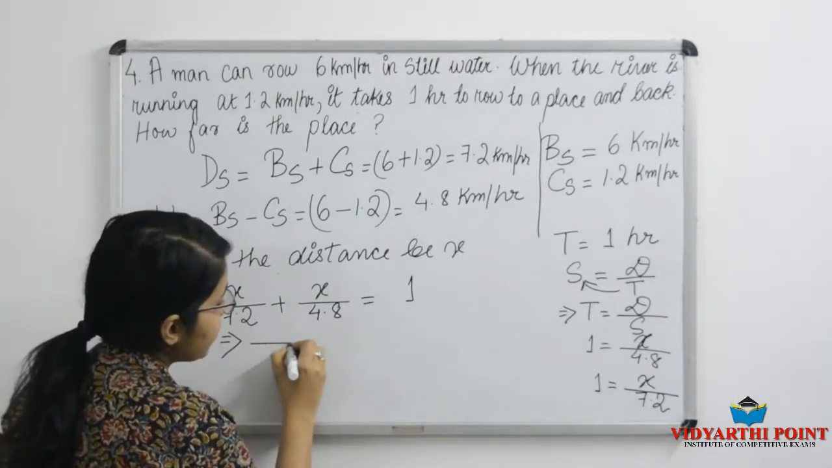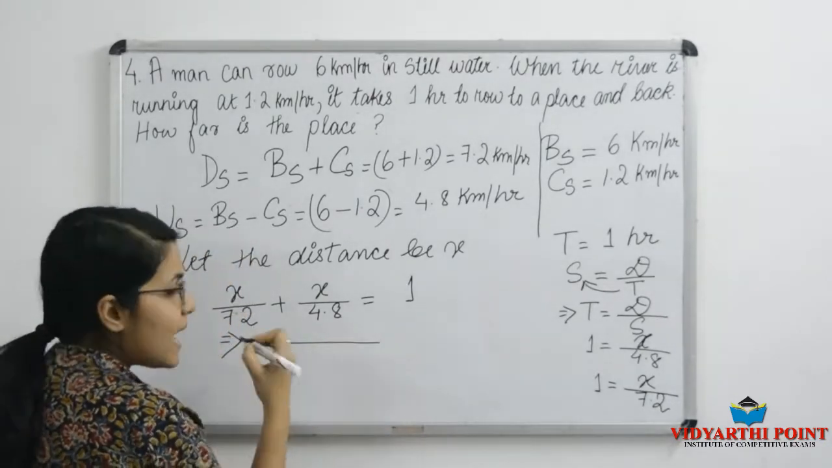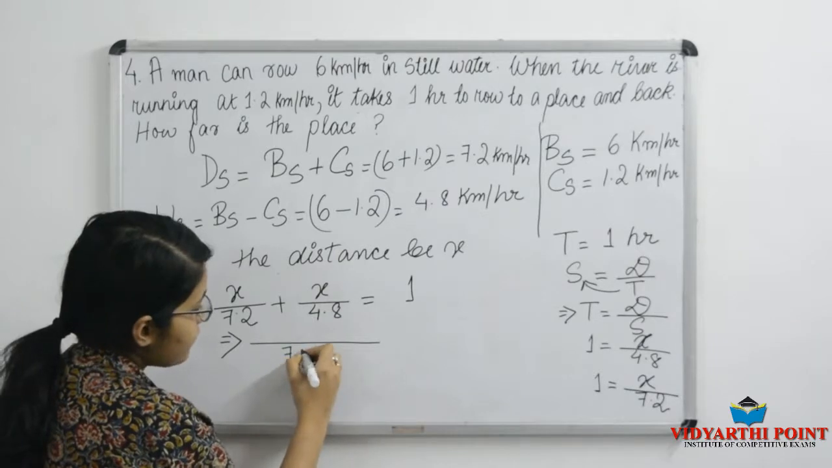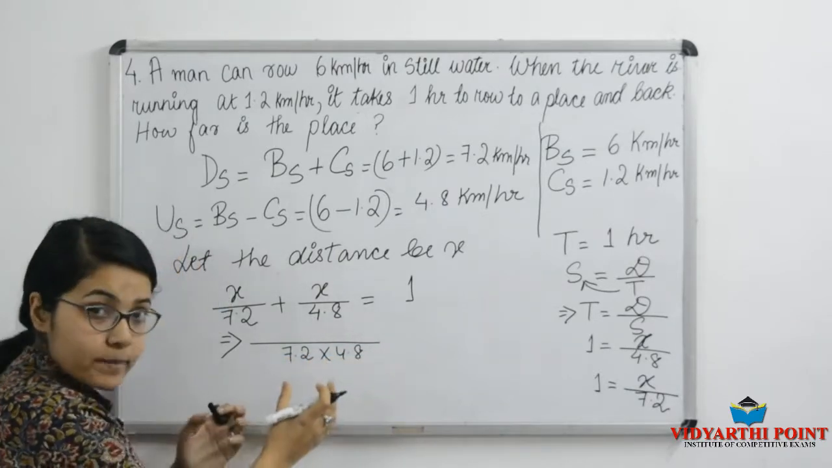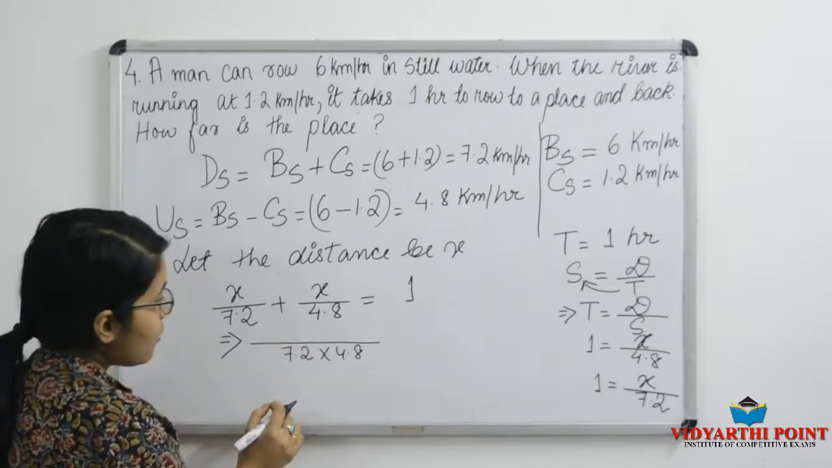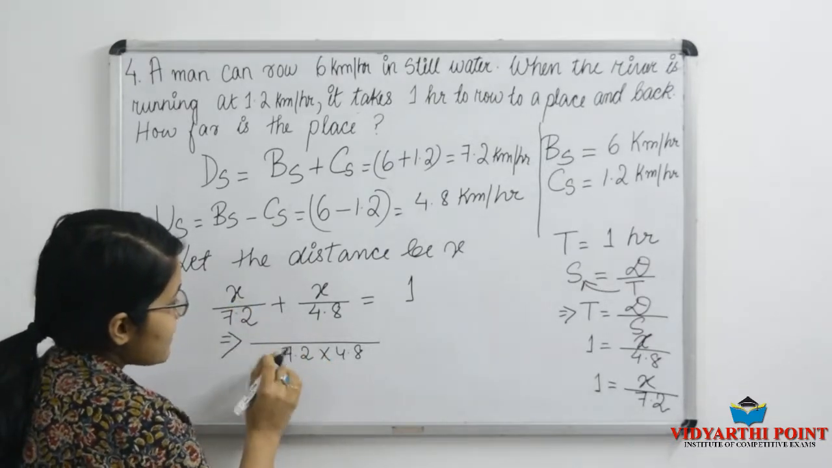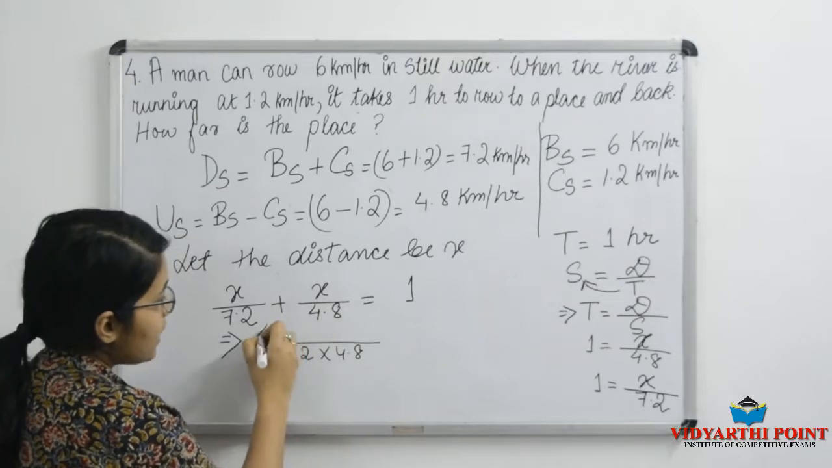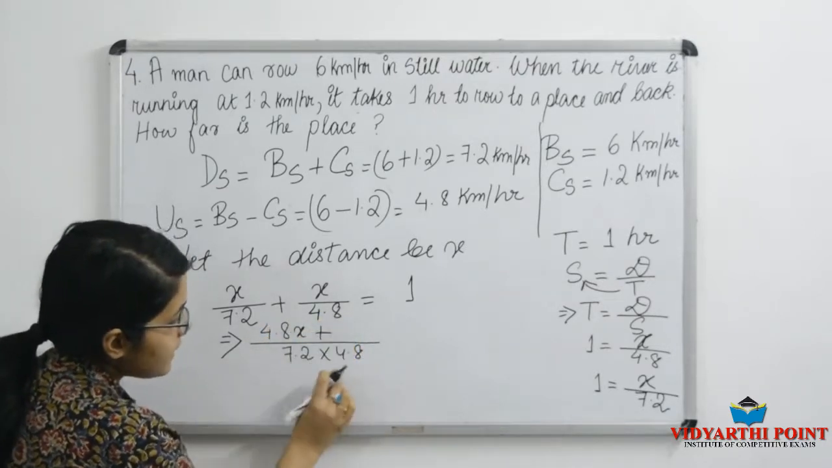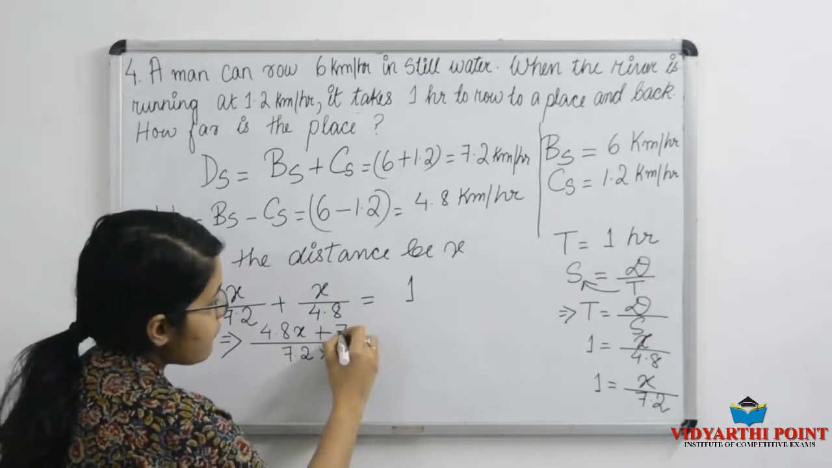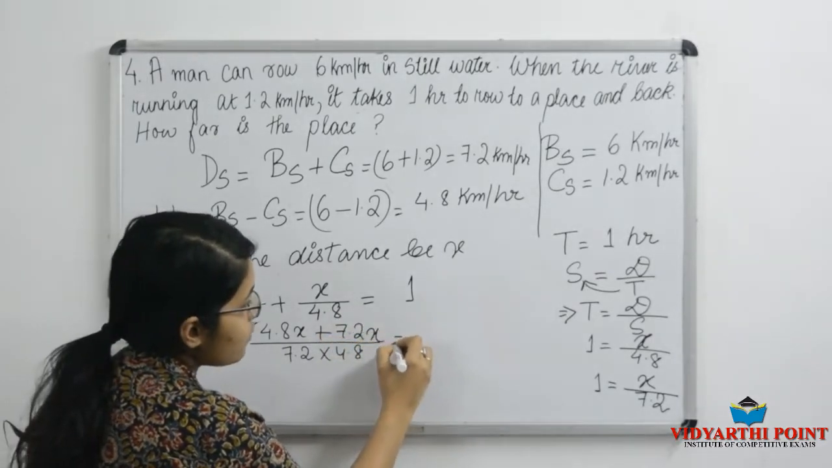Here, we have to take the LCM of these two. Let us keep it as 7.2 into 4.8. This will be their LCM. Now, here 7.2, if we divide this, we will have 4.8x, and here if we divide this by this, we will have 7.2x equals 1.